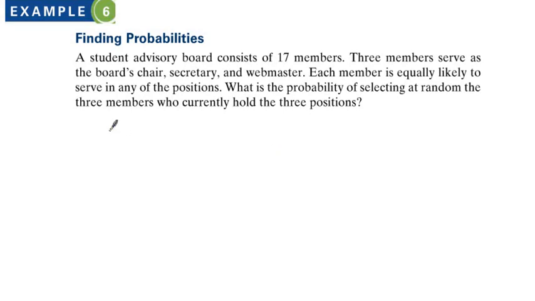So now we'll start using permutations and combinations with probability. So let's take a look at this. It says a student advisory board has 17 members. 3 members serve as chair, secretary, and webmaster. Each member is equally likely to serve in any of the positions. What's the probability of randomly picking the 3 people who currently hold the 3 positions?